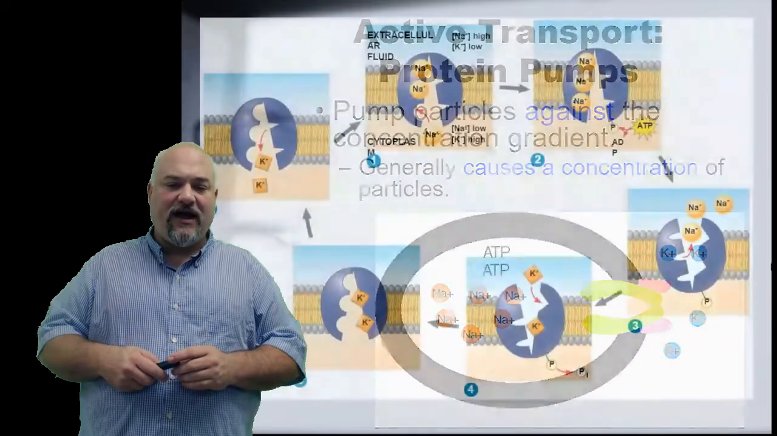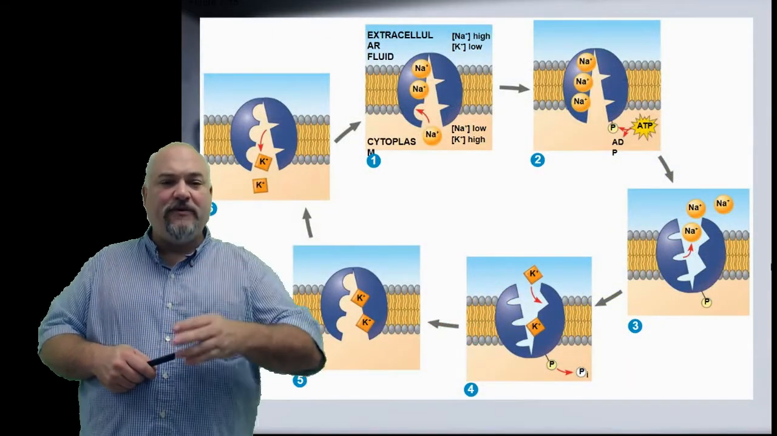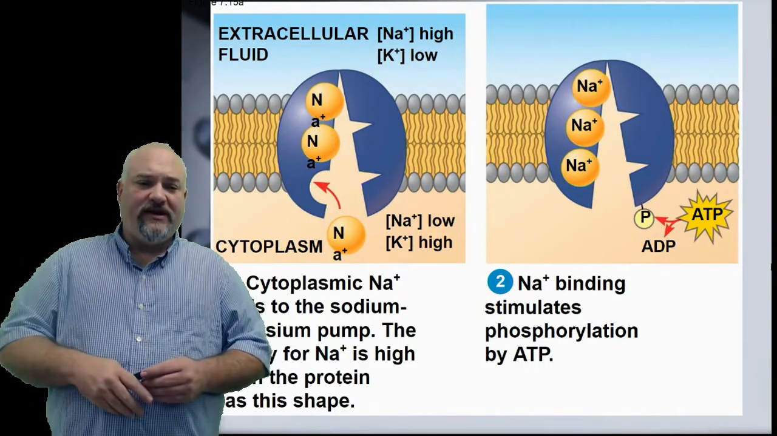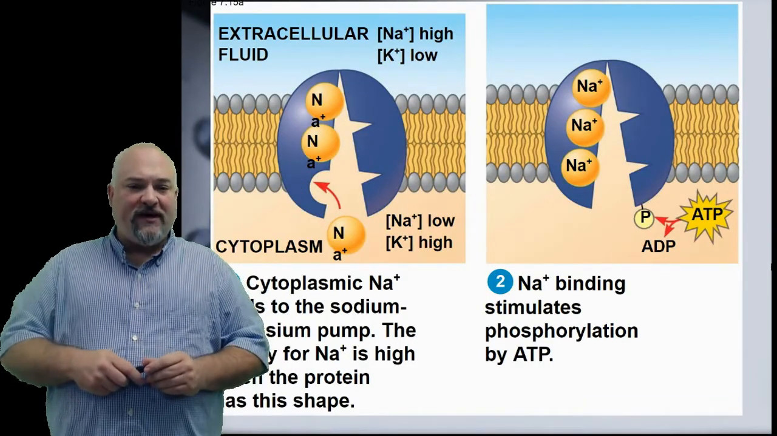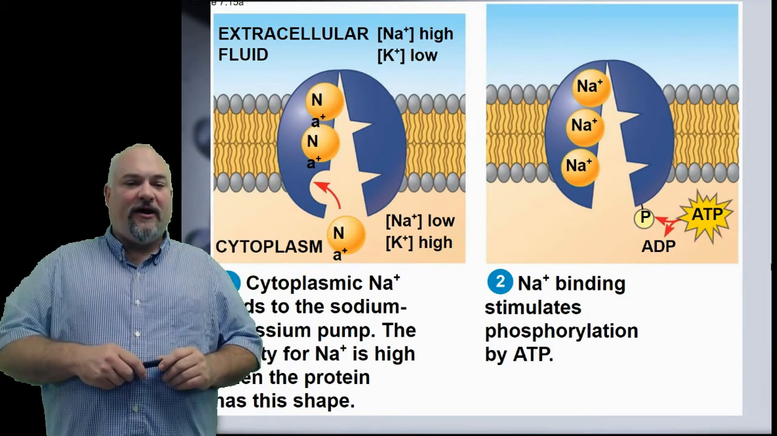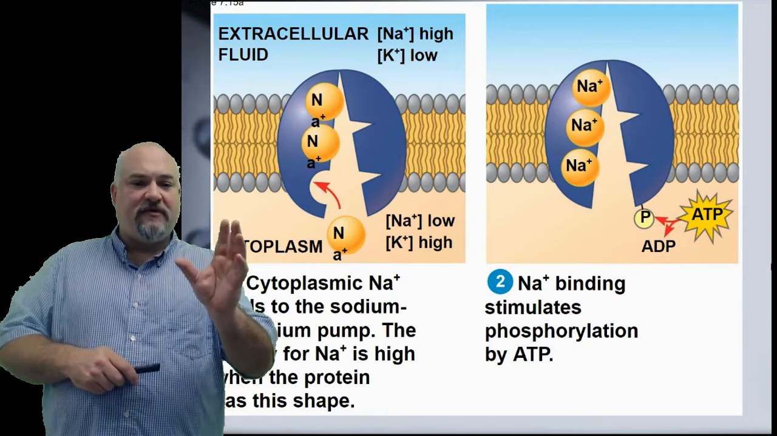I don't think the animation is going to play, but we can see it right here. We have a protein pump. Okay, we'll start with number 1. So let's get into a little bit more detail here. So in number 1, you can see the cytoplasmic sodium binds the sodium-potassium pump. On the left-hand side, it's got the right shape. Affinity for sodium is high when the protein has this shape, so it's going to be easy for that sodium to bond.